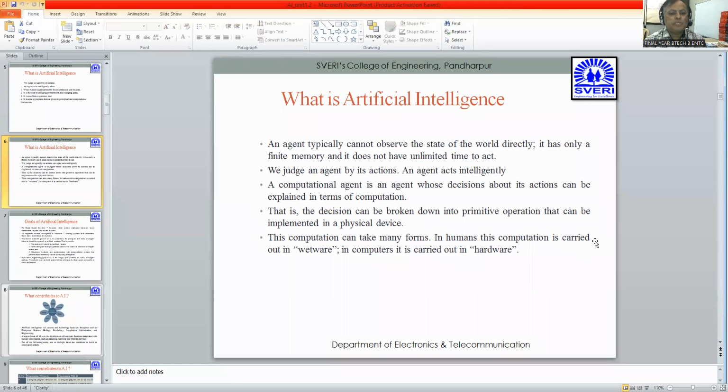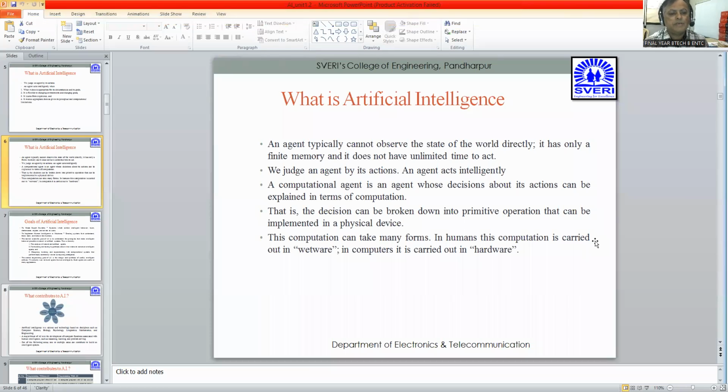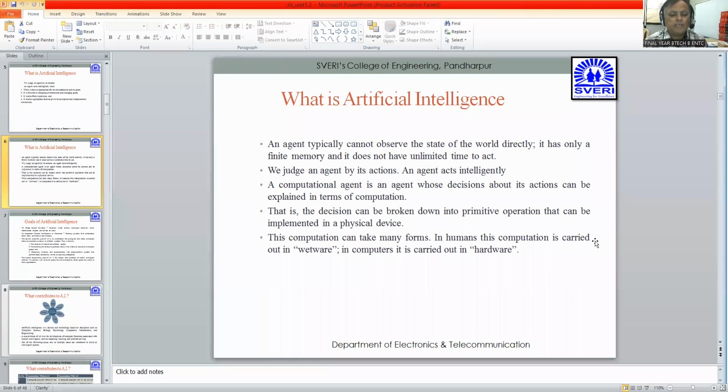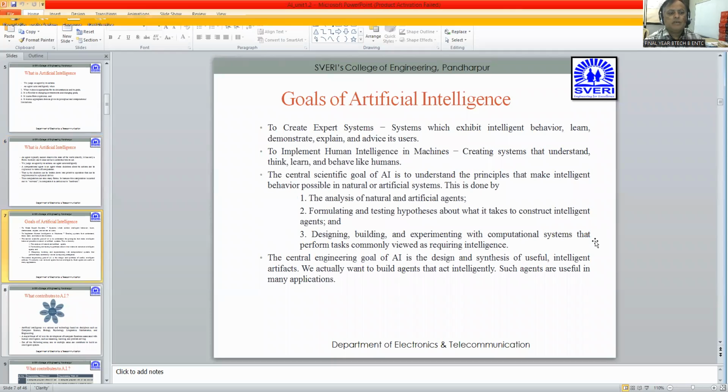So when we say computational agent, it is nothing but the actions that can be explained in terms of computations. The decisions can be broken down into primitive operations which can be implemented in a physical device. So there were two things which we have seen: one is hardware and the other is wetware. In humans, when you do computations, it is called wetware, whereas in computers, it is called hardware. So these are the things which we have seen in the last lecture.